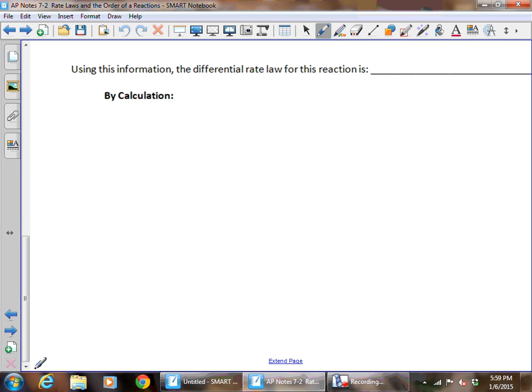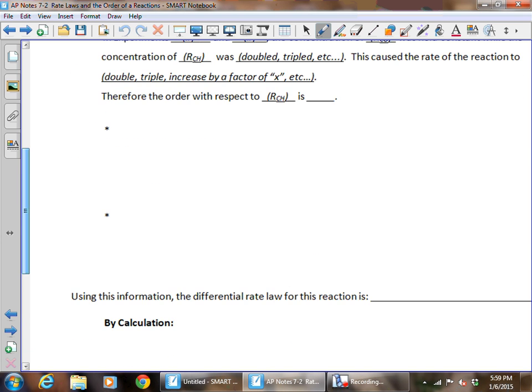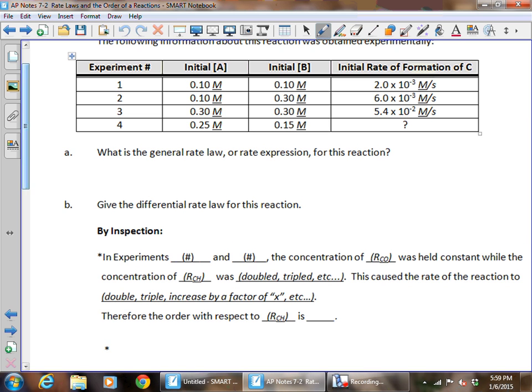So what we're going to do is set up a ratio between the two reactions. We're going to do the same thing that we did last time. We're going to choose a situation in which, in this case, A was held constant. Now, calculating it takes a little longer, but here's the problem. Unless both A and B were held constant at some point, you cannot do this by inspection.